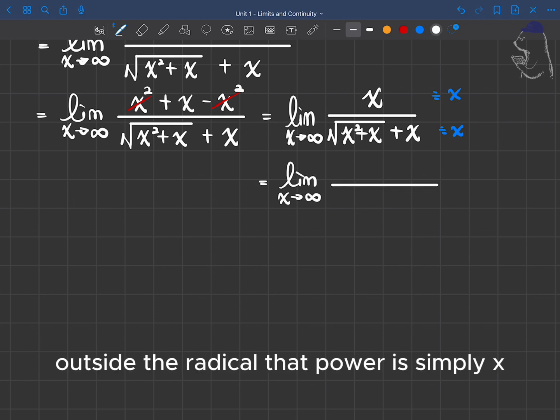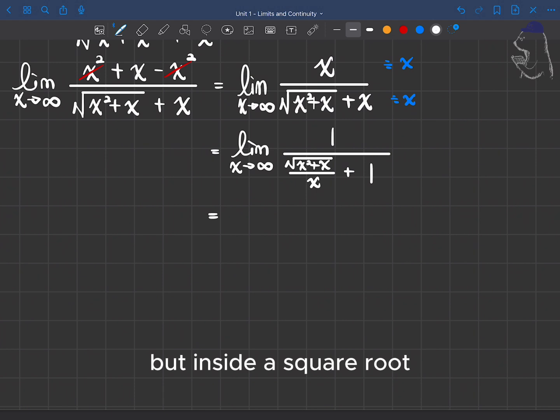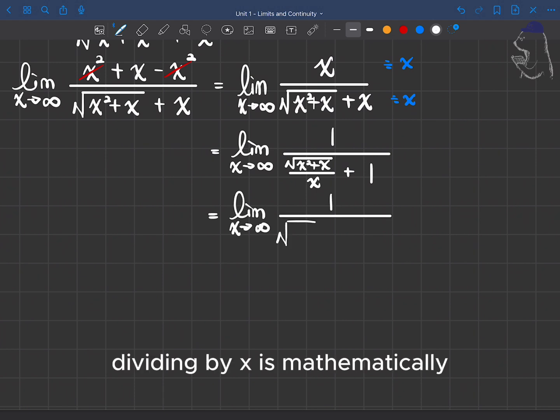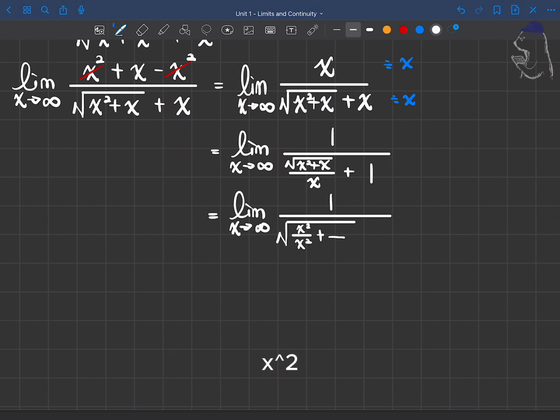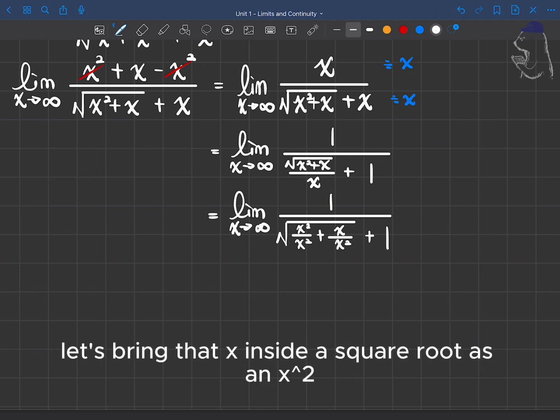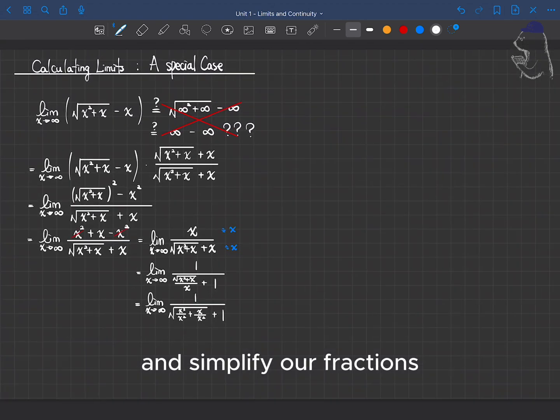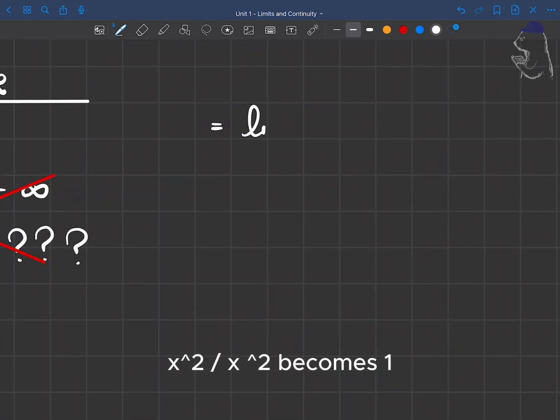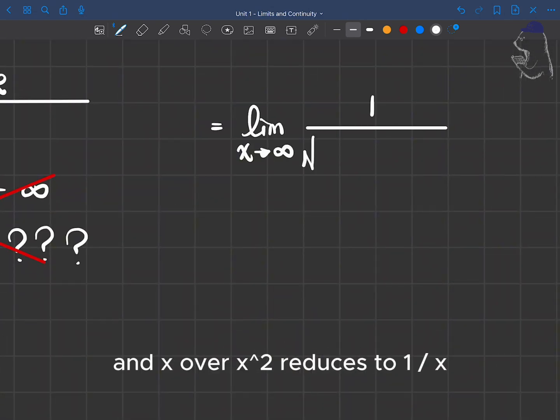Outside the radical, that power is simply x. But inside the square root, dividing by x is mathematically identical to dividing by x squared. Let's perform this division across the entire fraction. Let's bring that x inside the square root as an x squared and simplify our fractions. X squared over x squared becomes 1, and x over x squared reduces to 1 over x.